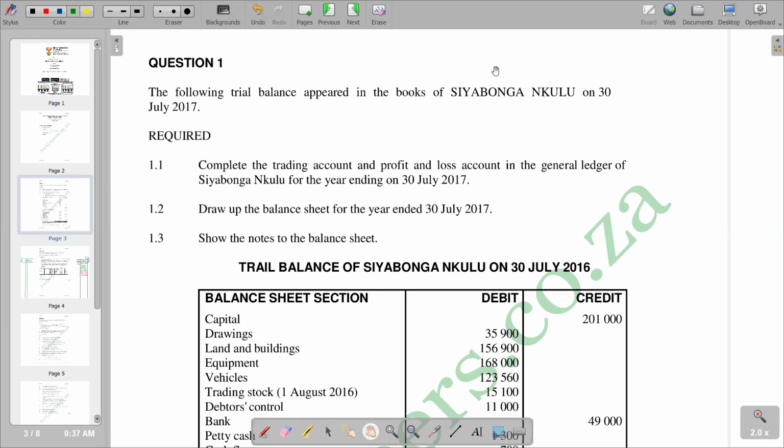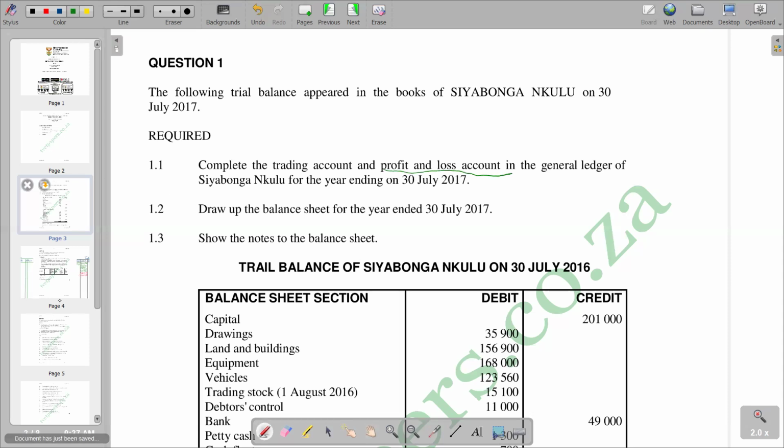In this video, I want to look at the preparation of the profit and loss account. And we've got our question, that is question one. The question reads as follows. Trial balance appeared in the books of Siyaboga Nkulu on 30 September 2017. So all the required parts, we're going to look at part 1.1, which is to complete the trading account and profit and loss account in the general ledger of Siyaboga Nkulu for the year ending on 30 July 2017.